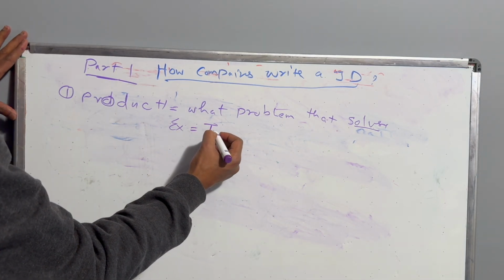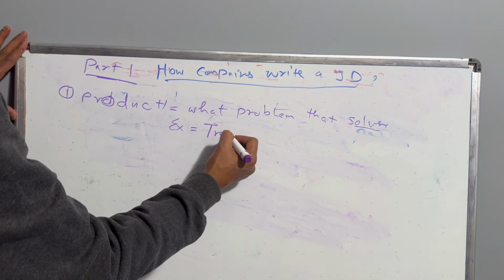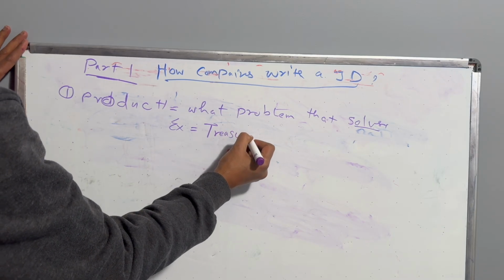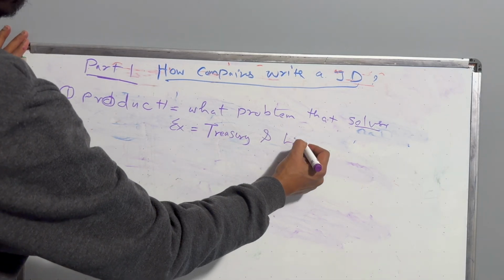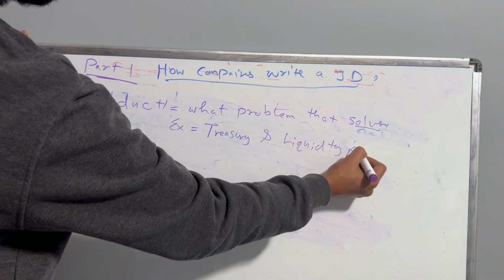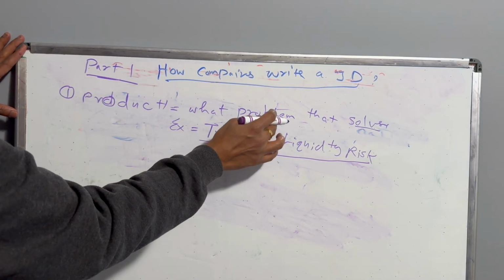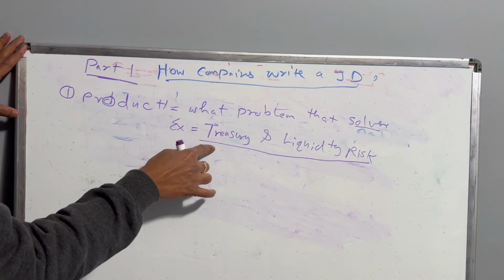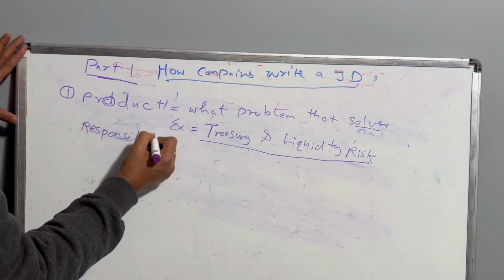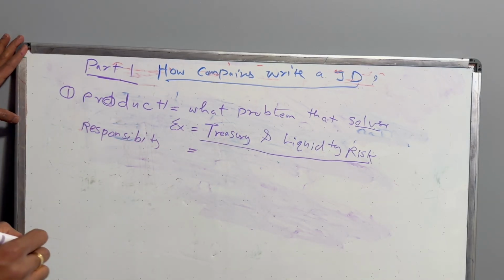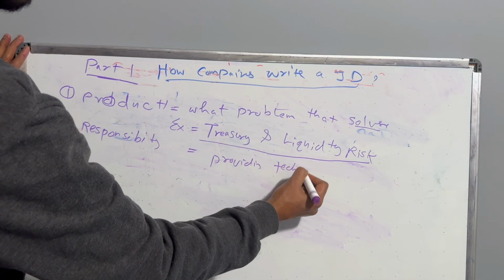Treasury. I'm talking about a job posted where a BA is required in the banking domain. Let's say this is the capital market role: treasury and liquidity risk. Don't worry if you don't understand this, it's just an example. They talk about what problem they solve. This is the product. Then the responsibility: providing a technical solution, obviously.